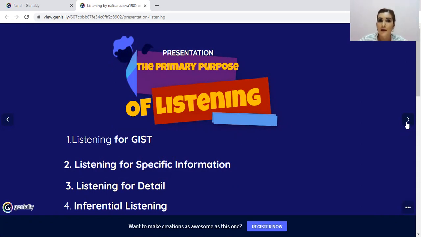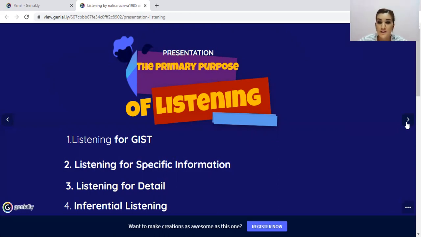The first is listening for gist. This is the listening task in which students should just understand what the speaker is talking about. Just the whole idea. The second one, listening for specific information. It means students should work on finding some specific details or information according to the listening task.